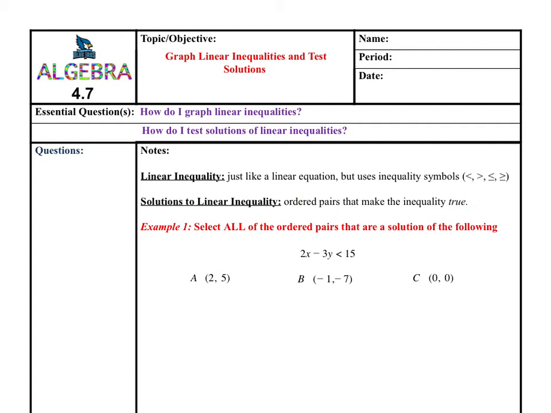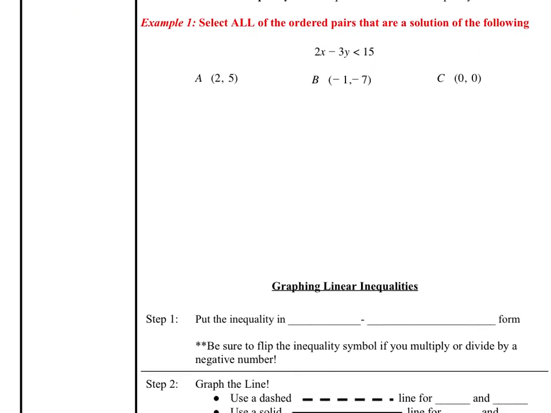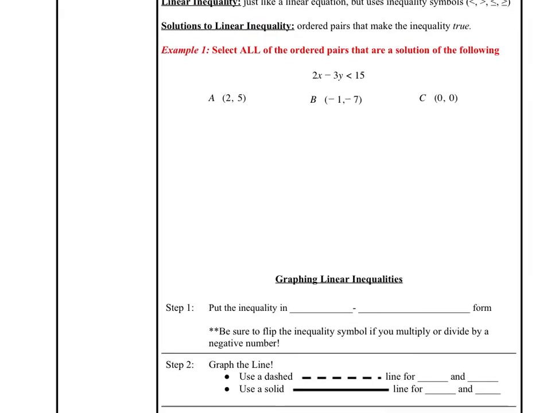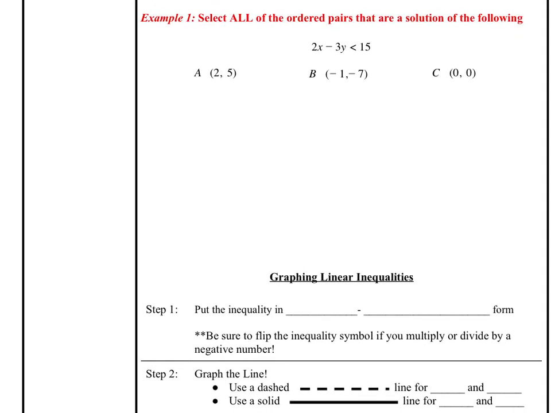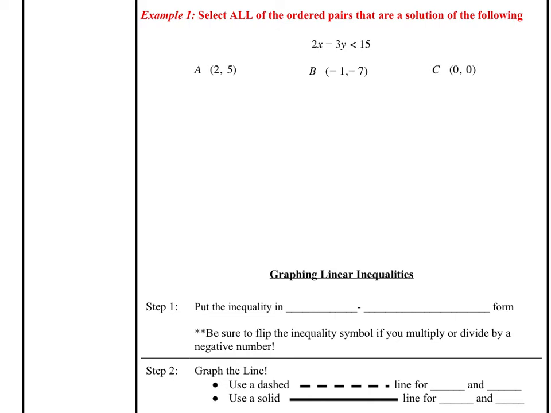Okay, so first thing today is how to test whether a point is a solution. Select all of the ordered pairs that are solutions of the following. Your equation is 2x minus 3y is less than 15. We're just going to test each of these numbers. Let's start with (2, 5). The first number is x, and the second number is y.